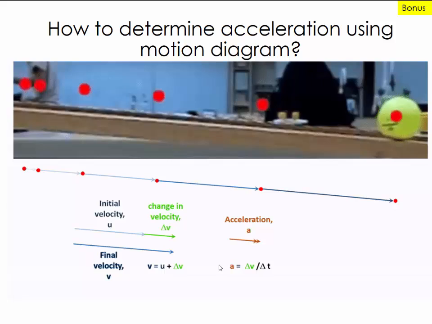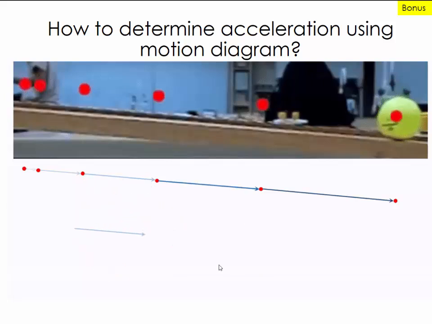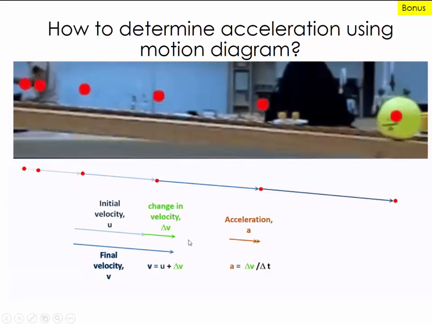Okay, so from here you actually can see the direction of the acceleration, which is same as the change.